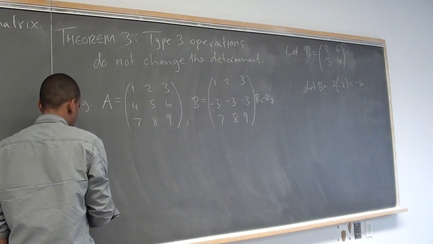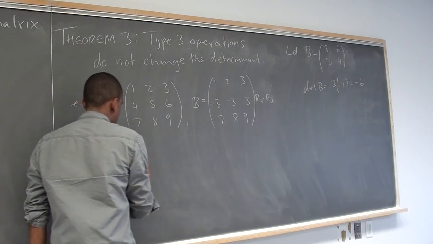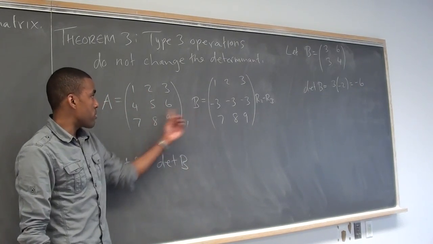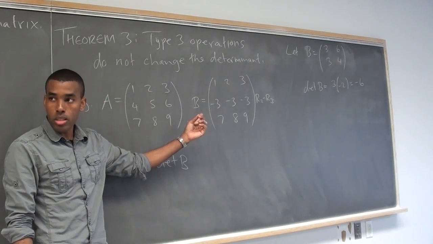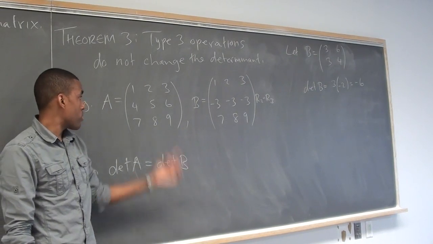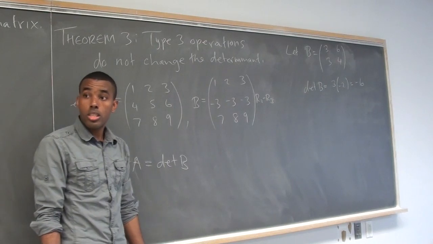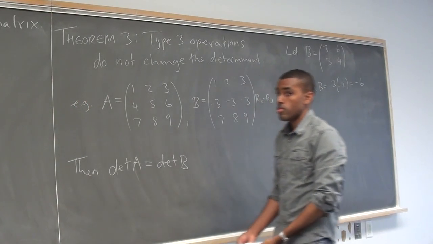Then the determinant of A is equal to the determinant of B, because I obtained B from A by doing a type 3 operation. The determinant is not going to change. So if I know the determinant of this one, it's going to be the same as the determinant of that one. Actually, with that one, we have negative 3, negative 3, negative 3.